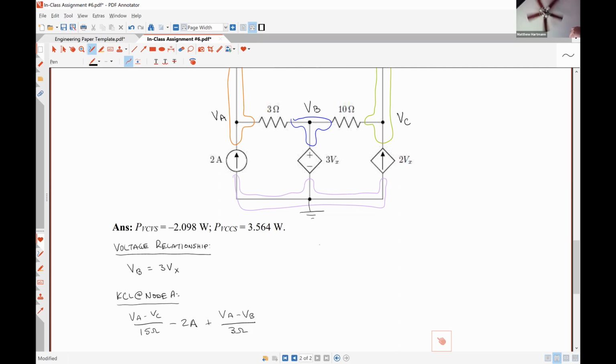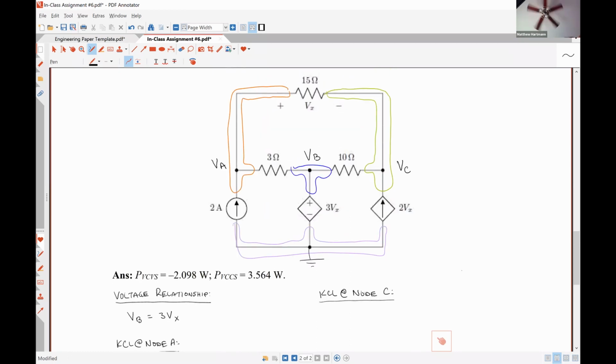Over here, let's do KCL at node B. Oh, excuse me, node C, because B is taken care of with our voltage relationship equation. So what are my terms of my KCL at node C going to be? VC minus VA over 15 ohms. All right, so that's the current directed up through the 15 ohm resistor.